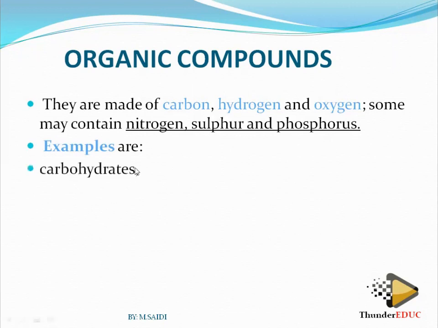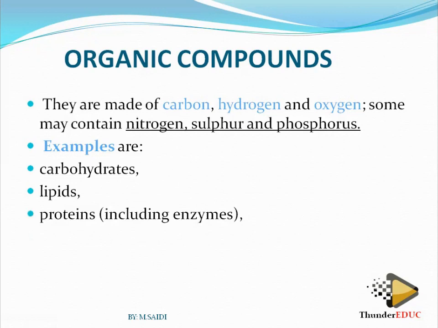Number one, we have carbohydrates. We're going to look at this one in detail. When we talk about carbohydrates, basically you're talking about the starch in plants and the glycogen in animals, cellulose. So those are examples of carbohydrates. Then you have lipids. Here we are talking about the oils, like the fats in animals and then the oils in plants.